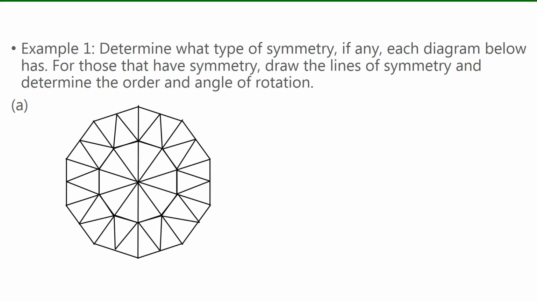Now in example 1, we have to determine what type of symmetry, if any, exists in each diagram. And for those that have symmetry, we'll draw in the lines of symmetry and determine the order and angle of rotation. So for this figure here, see that if we were to fold it across this line here, it would coincide with itself. Now I can also fold it across this line as well. So it's another line of symmetry. We can fold it across this line and this line. So that's 4 lines.